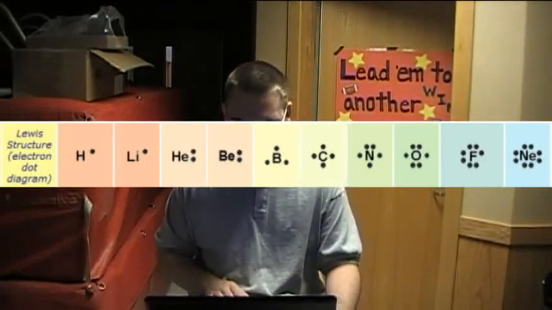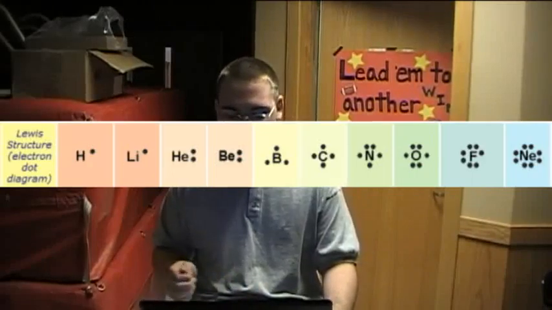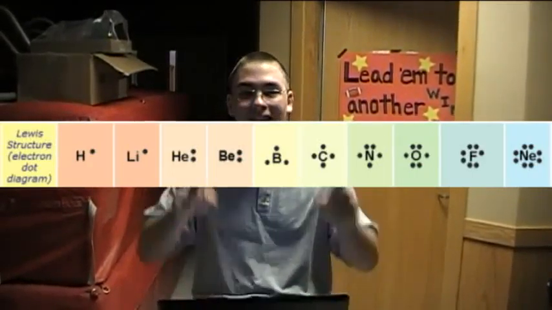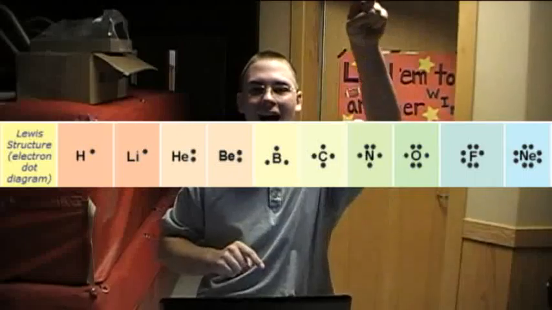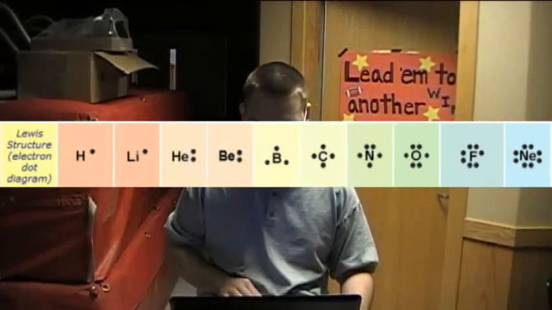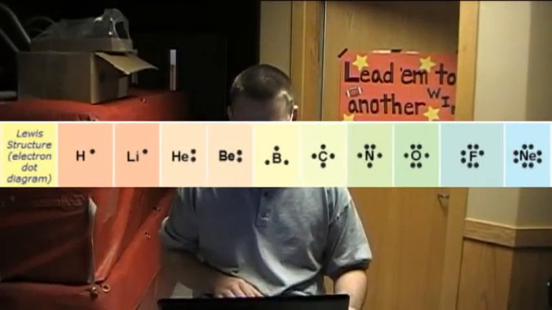Okay. You done? An example is hydrogen has 1 valence electron, so it's an H with a dot. Done? Yeah, that's it.